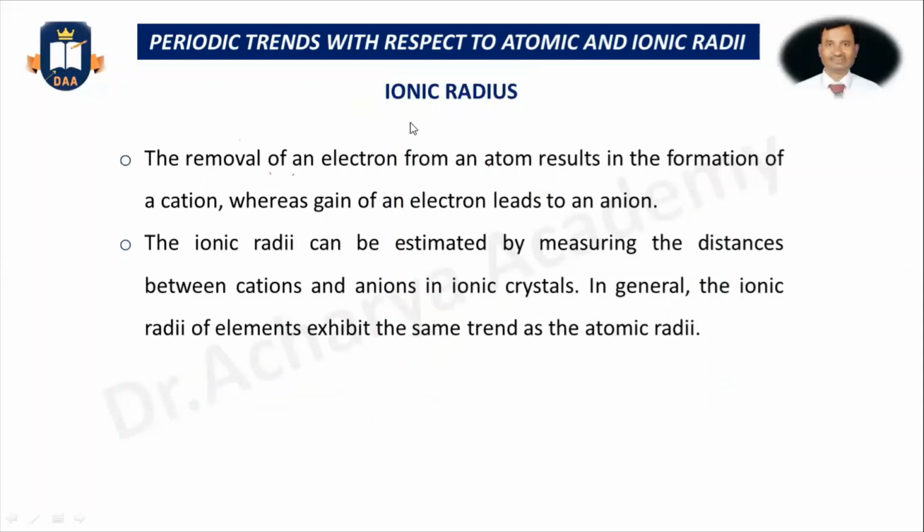Now I'll discuss the ionic radius. We know the removal of an electron from an atom results in the formation of a cation, whereas the gain of an electron leads to an anion. The ionic radius can be estimated by measuring the distance between cations and anions in ionic crystals. In general, the ionic radius of elements exhibits the same trend as the atomic radius.